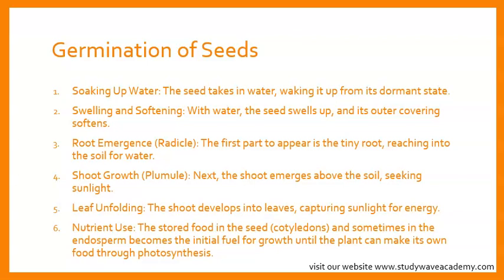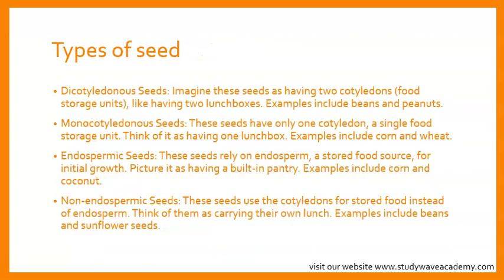So you can think of germination as the seed getting a drink, softening up, sending out the root, growing into a shoot, unfolding leaves, and using stored food to kickstart its new life as a plant. It's like the seed's way of waking up and starting to grow. Okay? Do you understand that? Good. So now we're going to be looking at types of seed. Okay?